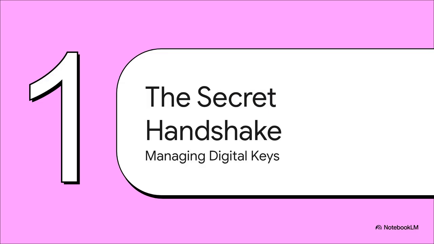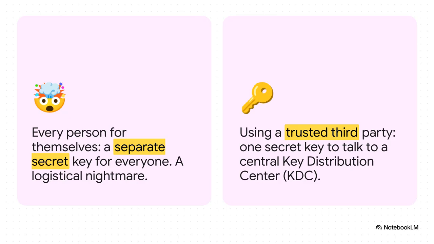You see, if the internet was just a tiny village, this would be simple. You'd have a secret handshake for every person you wanted to talk to. But the internet isn't a village. It's a planet with billions and billions of devices. Trying to create and remember a unique secret key for every single website, every server, every device you interact with, it's not just hard, it's a logistical nightmare. Yeah, a system where everyone's on their own just collapses under its own weight. The number of secrets you'd have to manage would be insane.